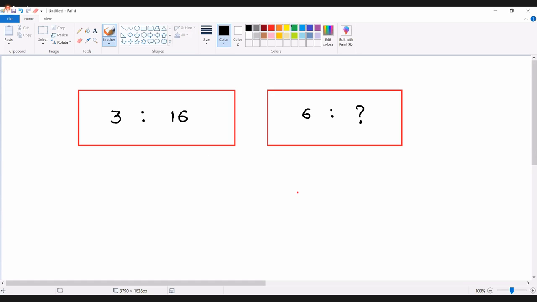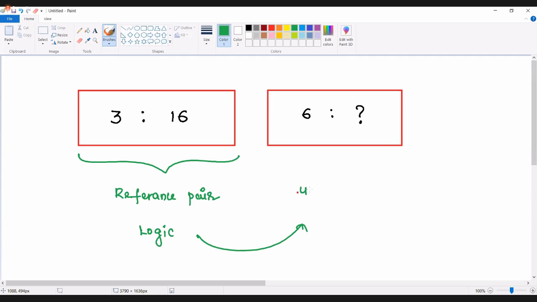Please understand what we have to do. Here, this is called a reference pair. You just need to understand the logic available in the reference pair. Using this reference pair, if you understand the logic, the same logic you have to apply to get the required quantity in the unknown pair. Here we see 3 and 16. 3 becomes 16. What is 16? 16 we can write as 4 square. So 3 becomes 4 square here.